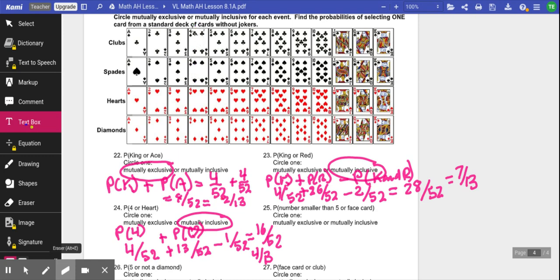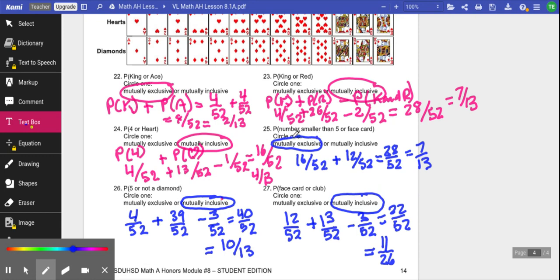All right, so why don't you try 25, 26, and 27. Pause the video, and then we'll check back in. Okay, so here, a number smaller than 5 or a face card. Well, if you're smaller than 5, you're not a face card because aces are not face cards. They don't have faces on them. The ones that have faces, they actually have people on them. So here, smaller than 5, that's the 4, 3, 2, 1. There's 16 of them, 16 out of 52.